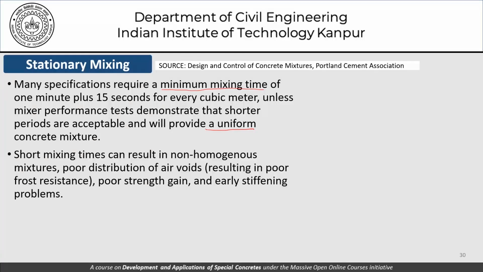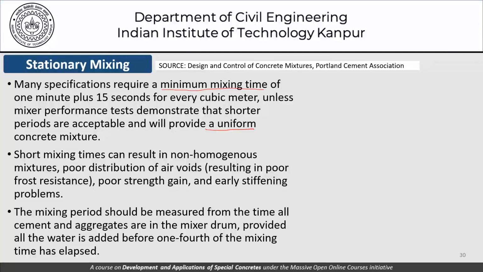Short mixing times can result in non-homogeneous mixtures, poor distribution of air voids resulting in poor frost resistance, poor strength gain and early stiffening kind of problems. The mixing period should be measured from the time all cement and aggregate are in the mixer drum, provided all the water is added before 1/4 of the mixing time has elapsed. So this is a matter of convention, that is, how should we measure the mixing period? One way of looking at it is this.